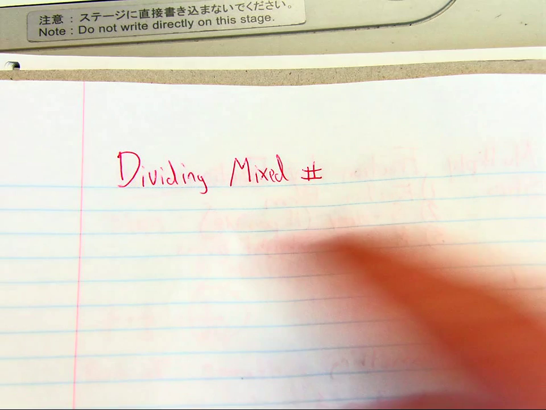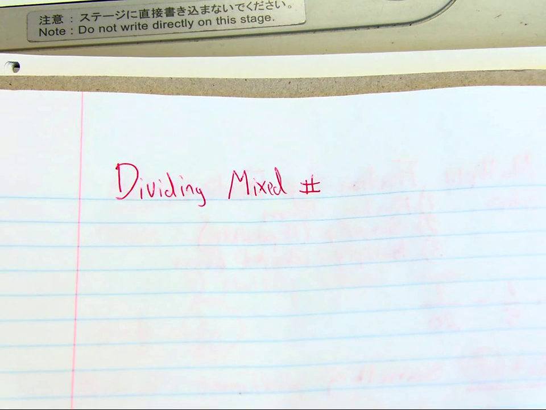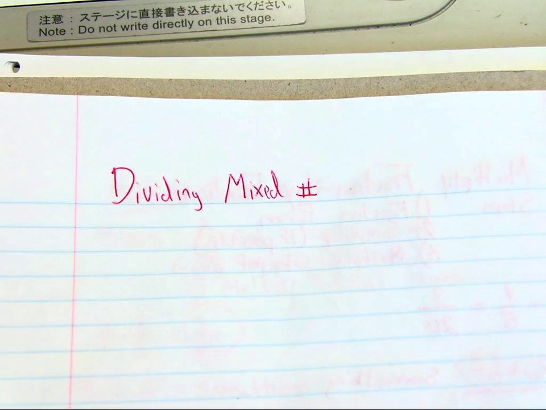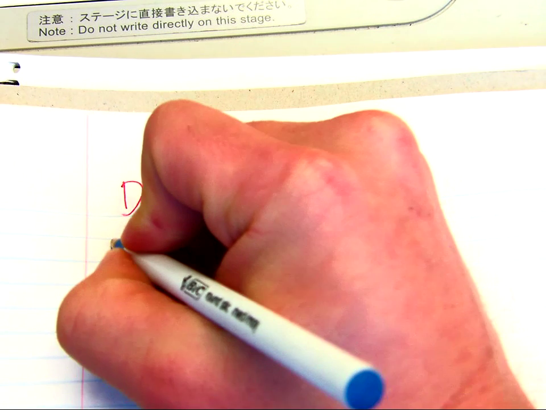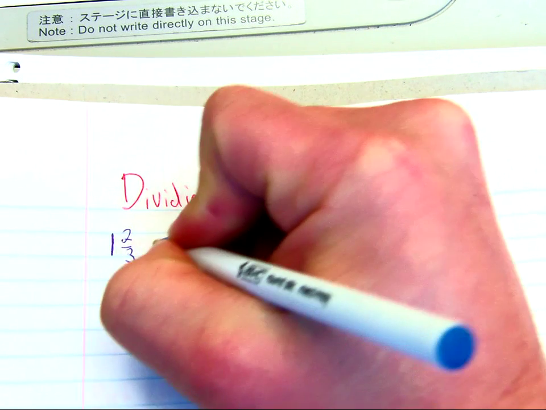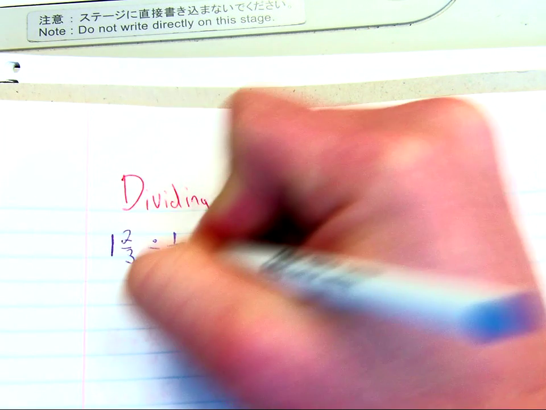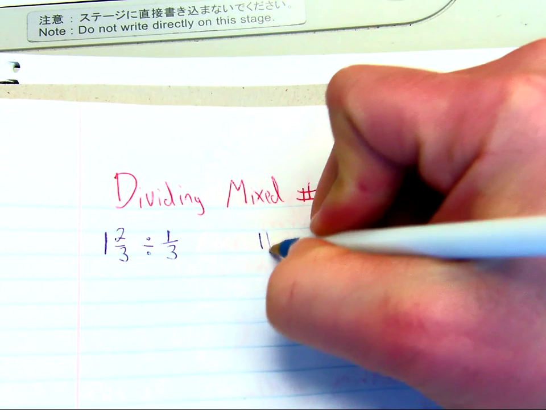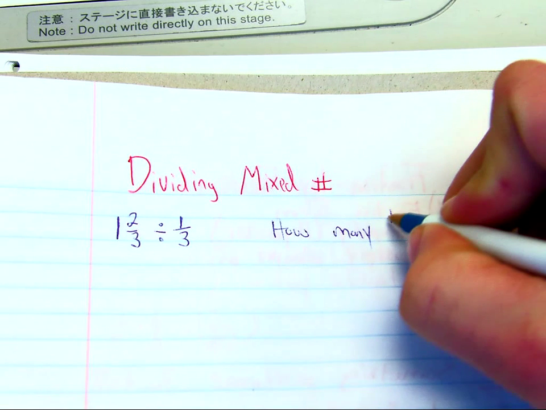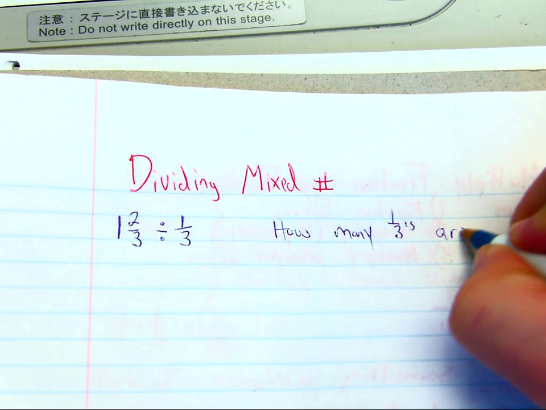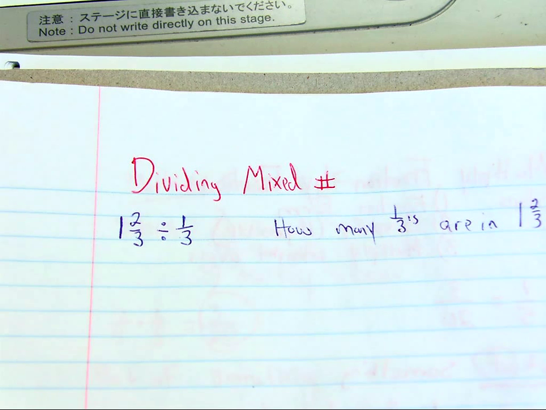Alright, so today we're going to look at dividing with mixed numbers. This is exactly like dividing with fractions with one slight change. So if I had 1 2/3 divided by 1/3, that would be like asking how many 1/3 are in 1 2/3. Trying to see how many times 1/3 can go into 1 2/3.